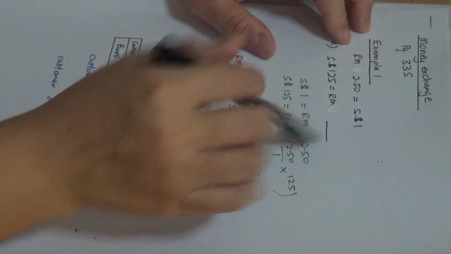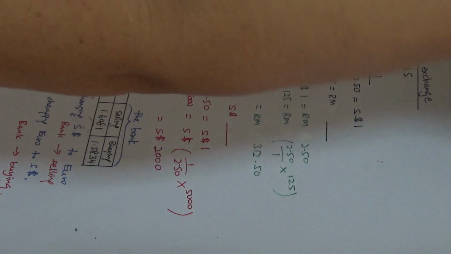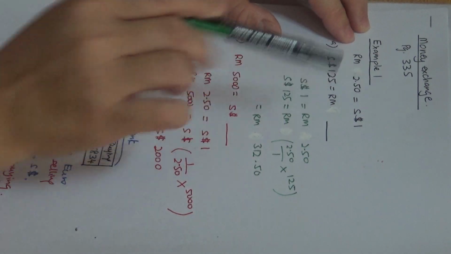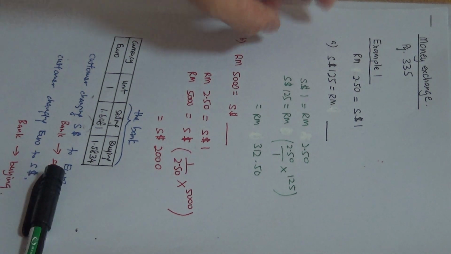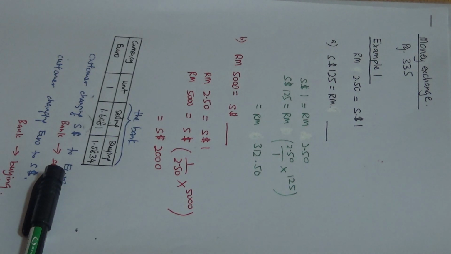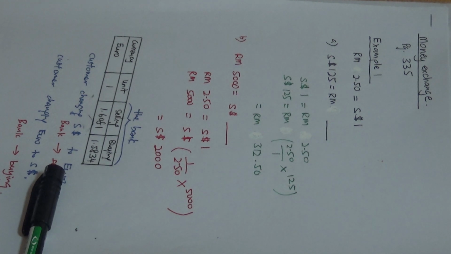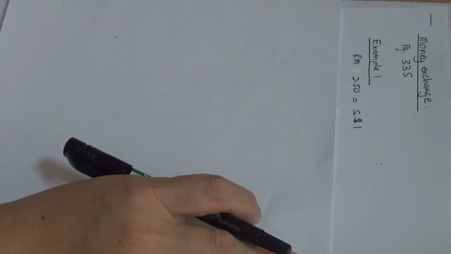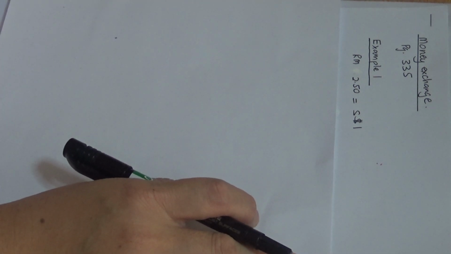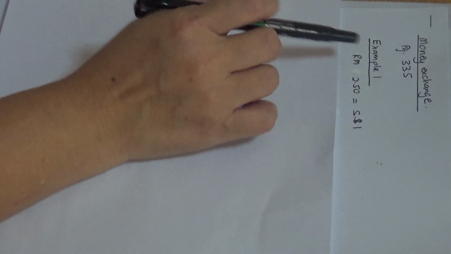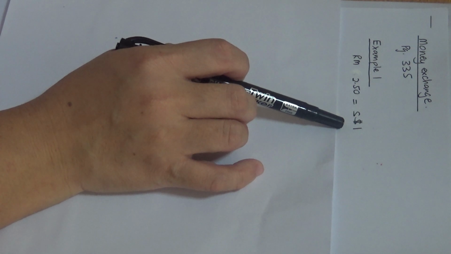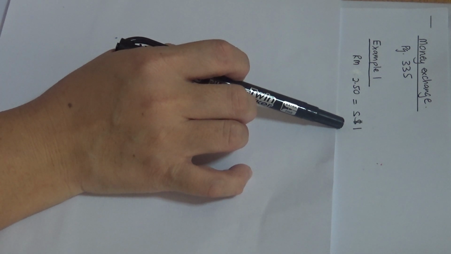Now can all of you turn to page 336, where I'm going to go through example 1. What is the first thing that we need to do? The question says that Malaysian ringgit 250 is changed to Singapore dollar $1. So copy and complete the following and fill in the blanks.